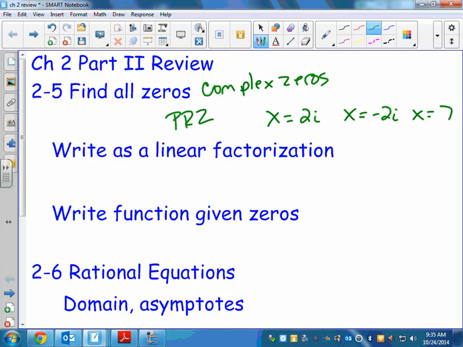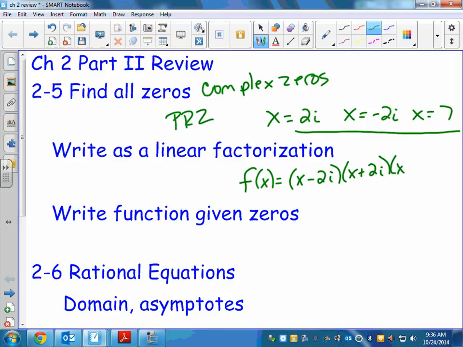But if it says write as a linear factorization, remember that you have to write it as a product of its factors. So if these were the zeros, the linear factorization would be x minus 2i, x plus 2i, x minus 7. So pay attention to what the directions are asking you. Don't miss points because you wrote this and you didn't write this. Or you wrote this and you were supposed to write this.